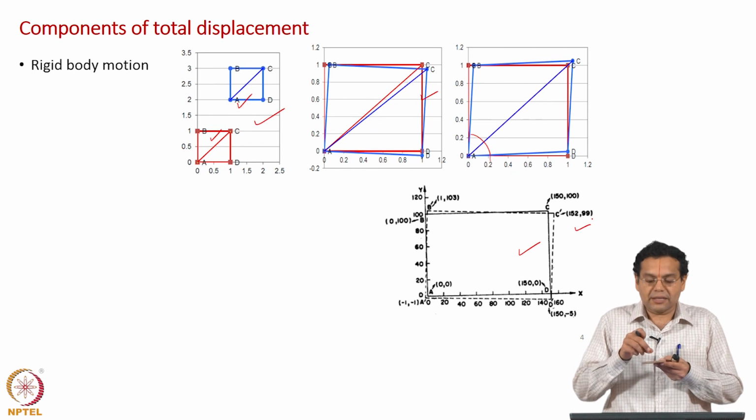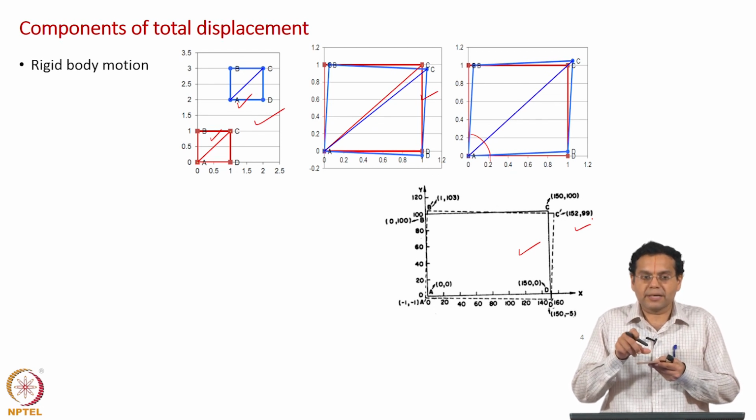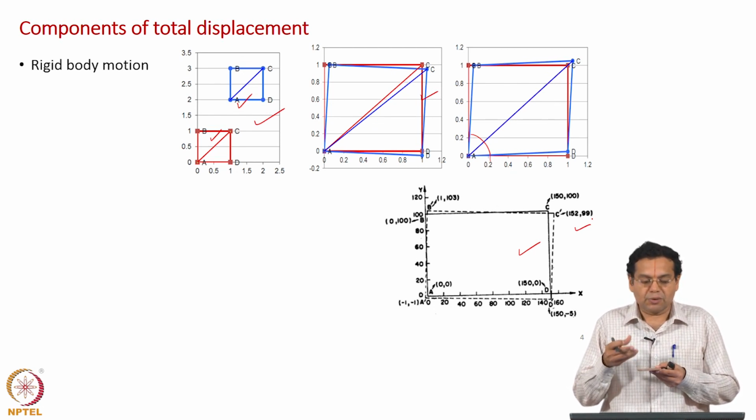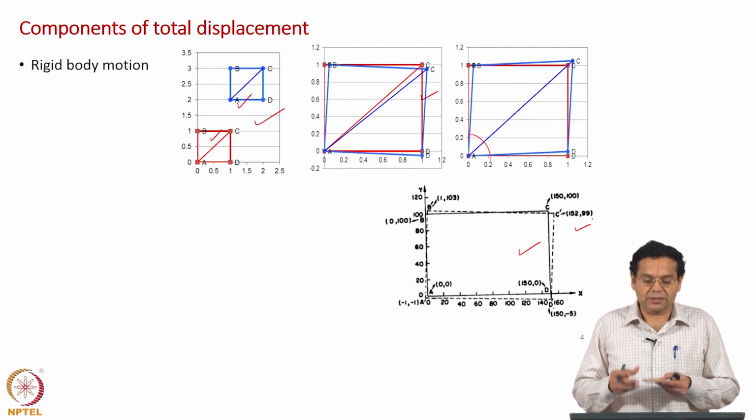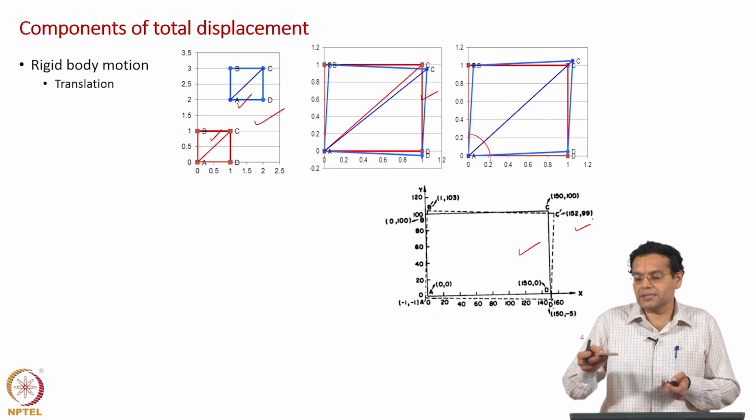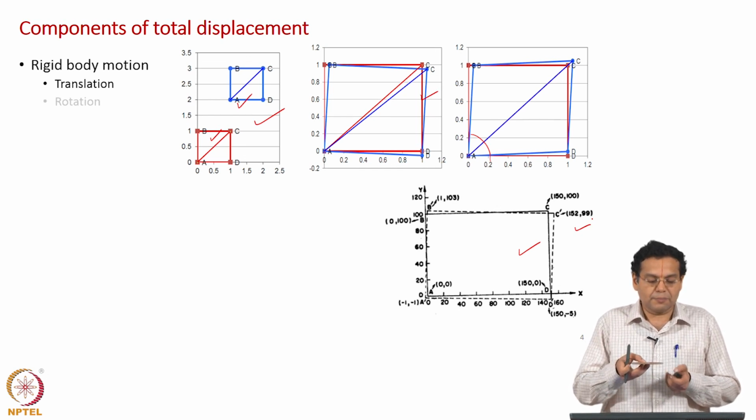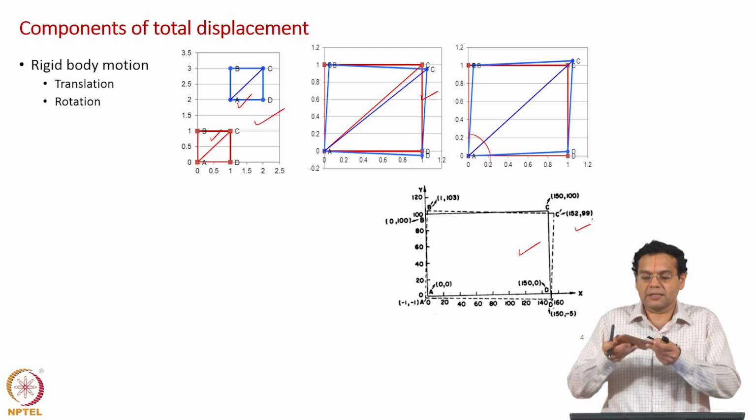There is no relative displacement between different points in the body, something like what you did in rigid body mechanics. That is why it is called rigid body motion. And so, rigid body motion could be translation, just moving this way, or it could be rotation, or moving this way and then rotation.